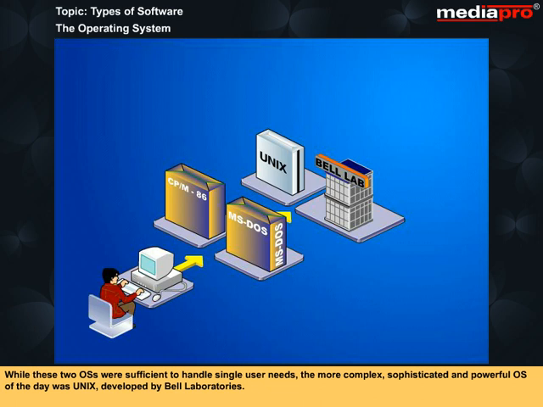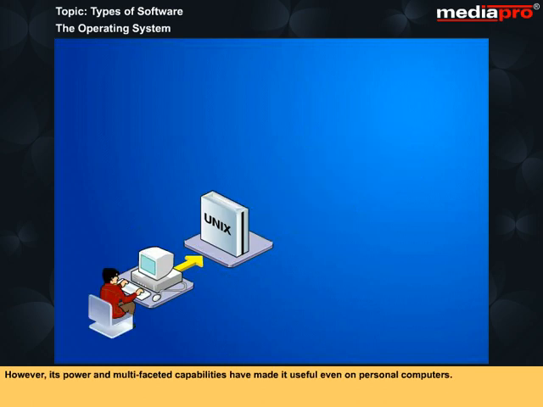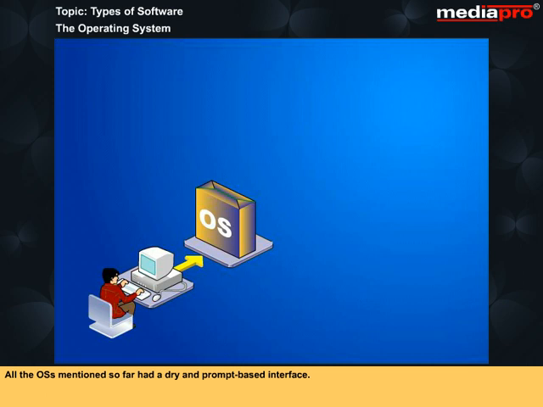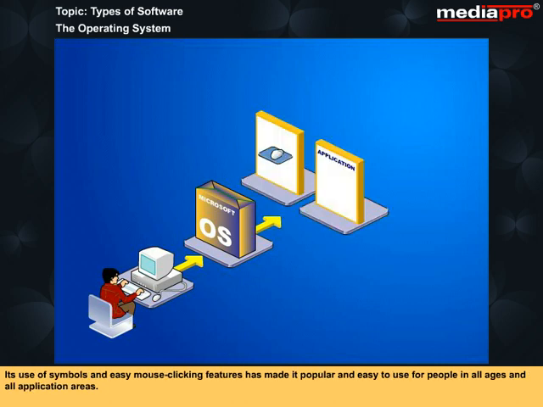While these two OSs were sufficient to handle single user needs, the more complex, sophisticated, and powerful OS of the day was Unix, developed by Bell Laboratories. Unix was designed primarily for larger machines, minis, mainframes, and supercomputers. However, its power and multifaceted capabilities have made it useful even on personal computers. All the OSs mentioned so far had a dry and prompt-based interface. The latest popular OS that is radically different from its predecessors is the Windows-based OS with a graphical user interface. Its use of symbols and easy mouse-clicking features has made it popular and easy to use for people of all ages and all application areas.